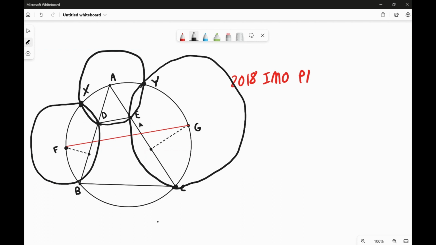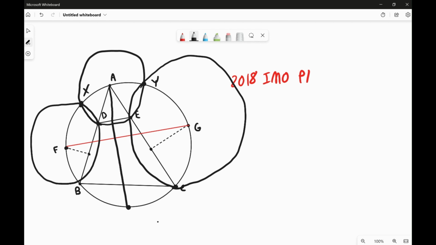Unfortunately, we don't really know anything parallel to DE that seems really nice. So let's try doing something along the lines of perpendicularity. If we can prove that DE and FG are perpendicular to the same line, then we're set. Well, what lines could DE be perpendicular to? The nicest point that we think of is the point A, so we draw the perpendicular there.